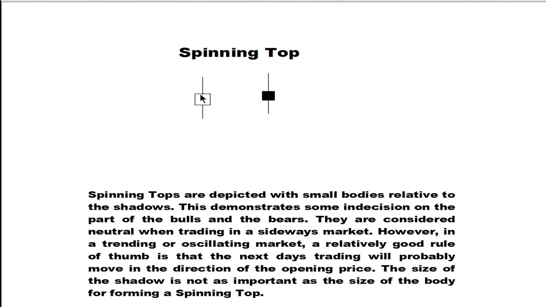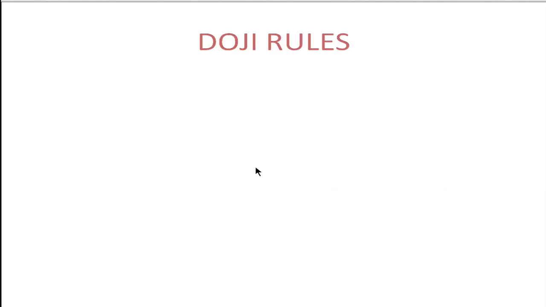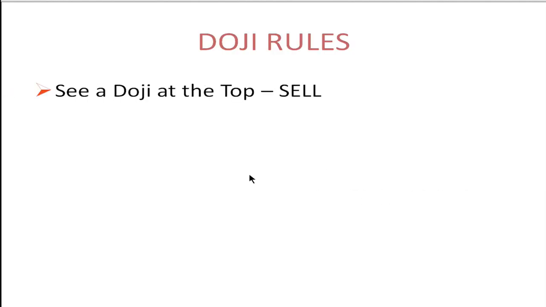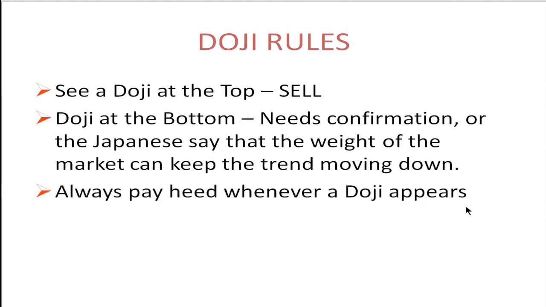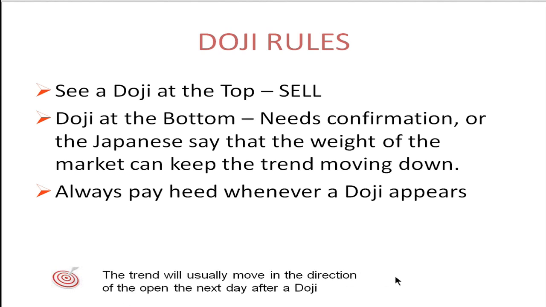Each one of them has very simple implications. The spinning top is a small body, looks like a spinning top. But they all illustrate one thing: there's indecision going on between the bulls and the bears. So the very simple rules of a doji: if you see a doji at the top, it's time to sell. If you see a doji at the bottom, you need bullish confirmation to show you that there's a change of investor sentiment. Always pay heed whenever you see a doji because it means there's something going on between the bulls and the bears. And this is the one that makes us a ton of money: the trend will usually move in the direction of how they open it after a doji.